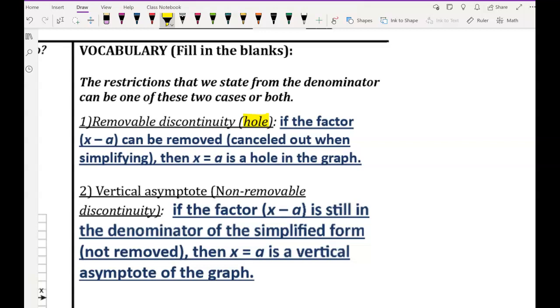Now, a hole is oftentimes called removable, so make sure we know we can use either word, removable discontinuity or a hole, and you should know it's the same thing. If the factor x minus a can be removed or canceled or reduced, or we got rid of it after we simplify, then x equals a is a hole in the graph, meaning that we had to take that a value, plug it in to get the y value.